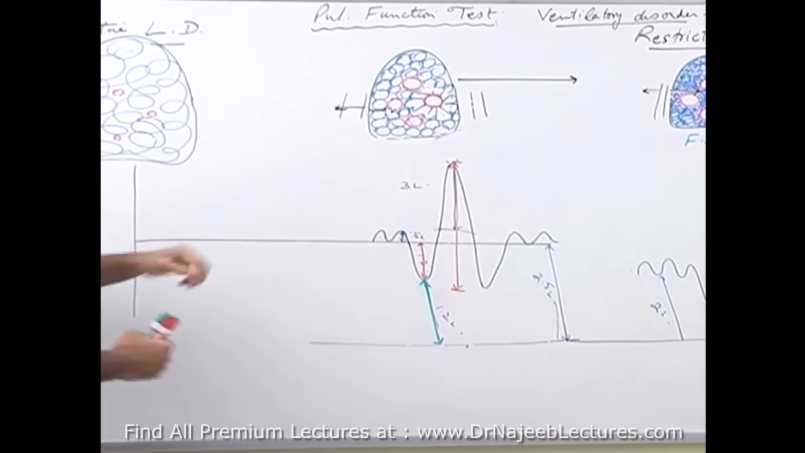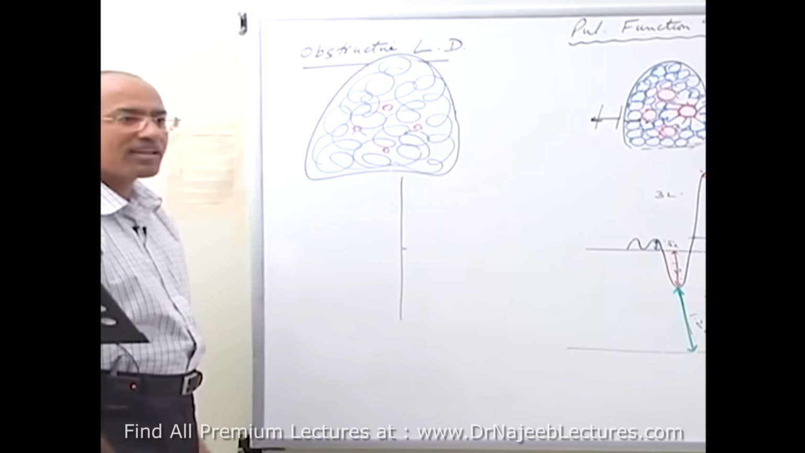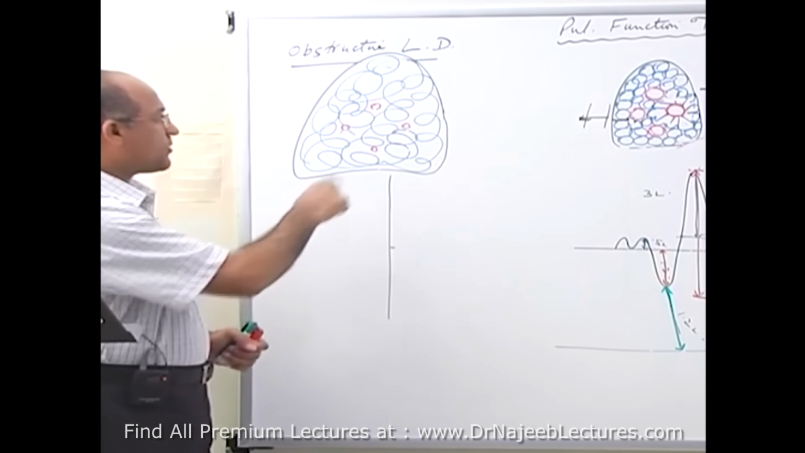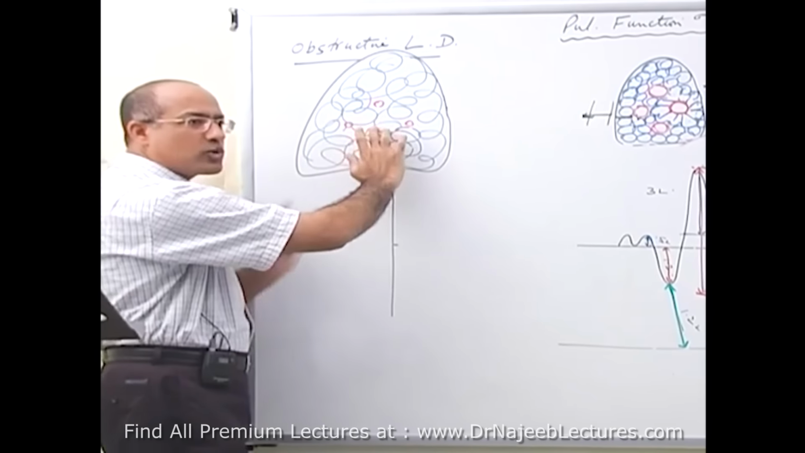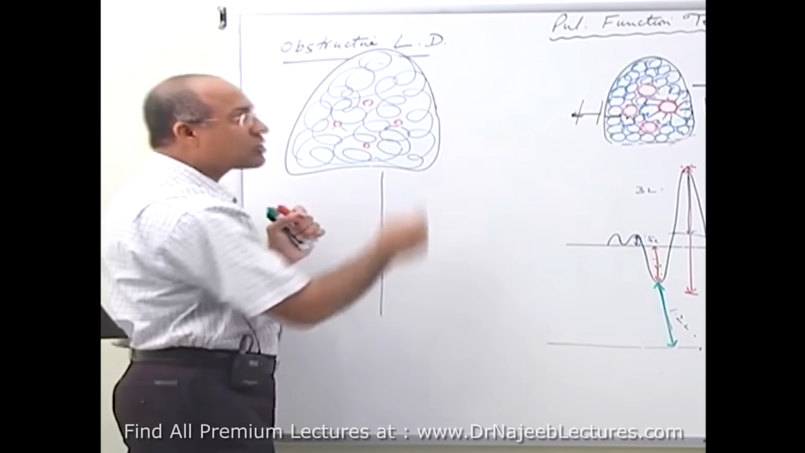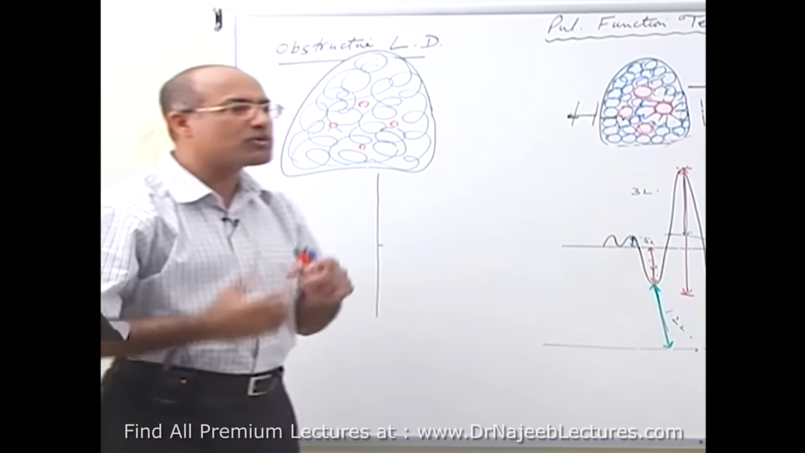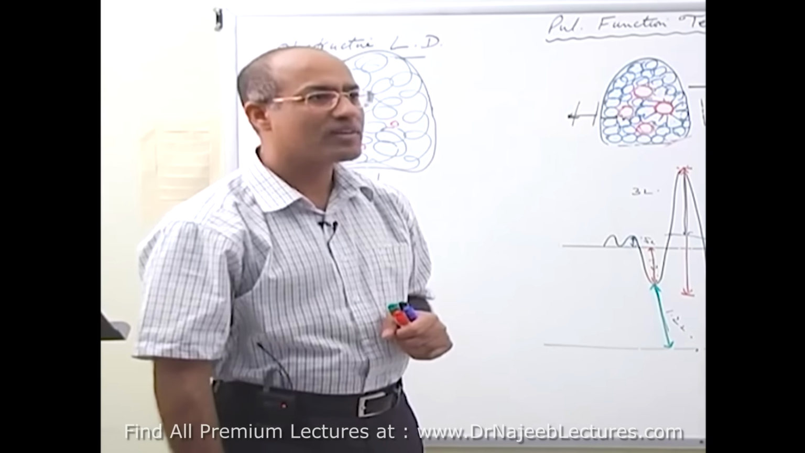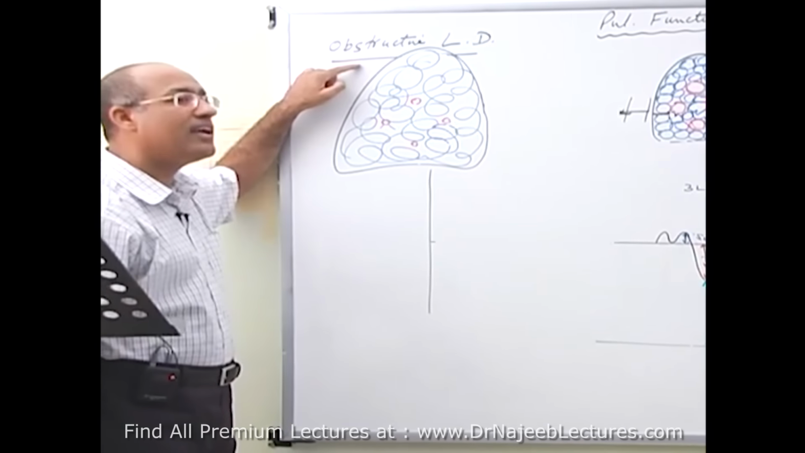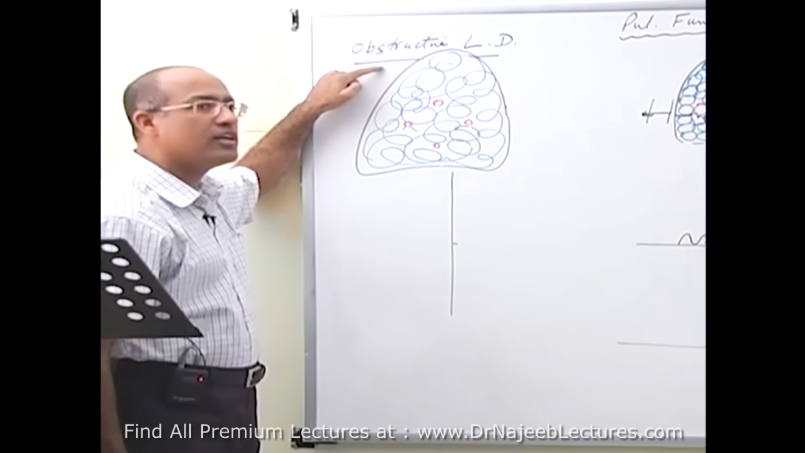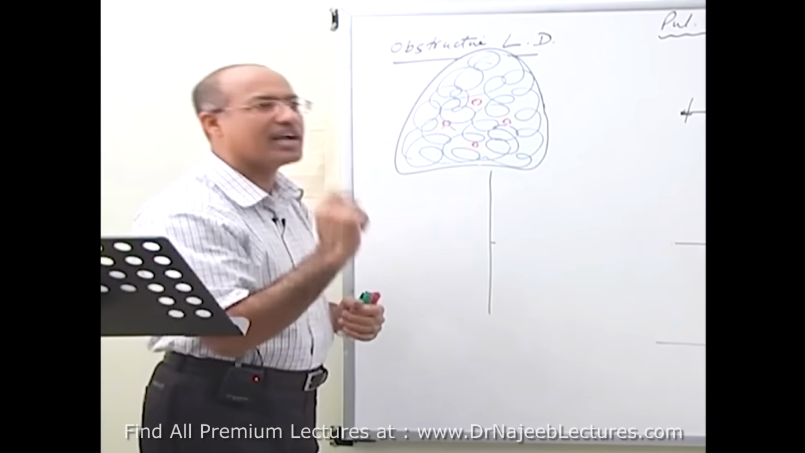Now, if we draw the same thing for obstructive features, what will happen? I told you that when there are obstructive features, whatever air you bring in with every inspiration, you cannot get all the air out. So there is air trapping going on. And if air trapping is going on, will the lungs get smaller or larger? Larger. Now, if someone asks you why lungs become larger in obstructive lung diseases, especially in COPD, why they become so large, there are two reasons for that.